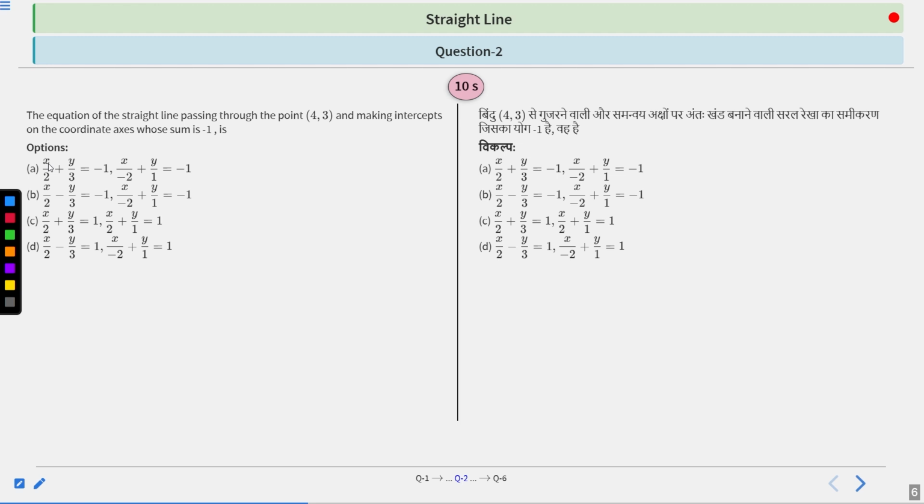Now, we have two equations in terms of A and B, right? So, we can easily solve these equations. Got it? So in this way, you can try to approach this question. You have 10 seconds to solve or think about this question. After 10 seconds, we will discuss the solution part, right?